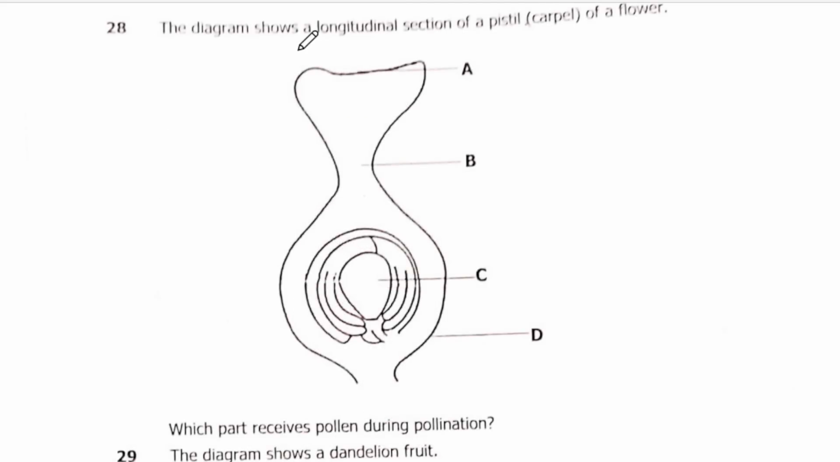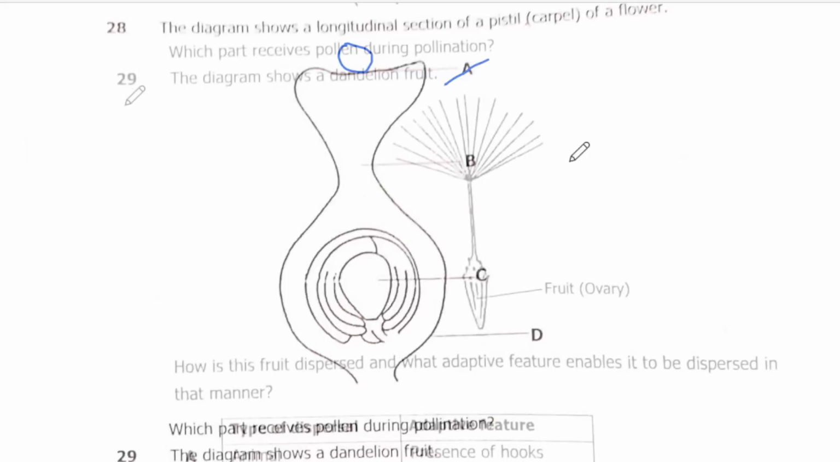28. The diagram shows a longitudinal section of a pistil or carpel of a flower. We have it labeled A, B, C, and D. We have the stigma, the style, the ovule, as well as the ovary. Which part receives pollen during pollination? So pollination will be the stigma. This is where the pollen grain will actually land. So A is the correct answer.